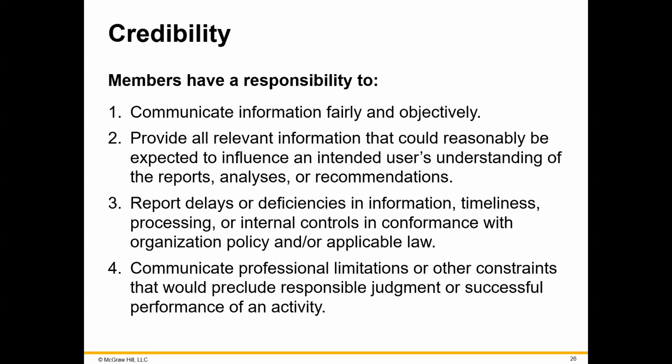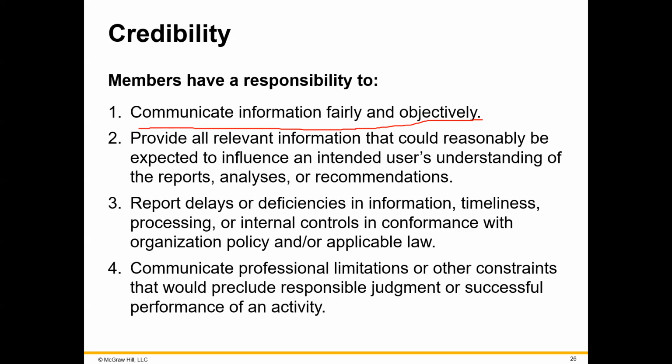Credibility. When we're engaged to perform work, we are expected to communicate information fairly and objectively. We are expected to provide all relevant information that could be expected to influence a user's understanding of the reports. And what this means is we have to use our own professional judgment in determining what information needs to be provided to the decision makers.